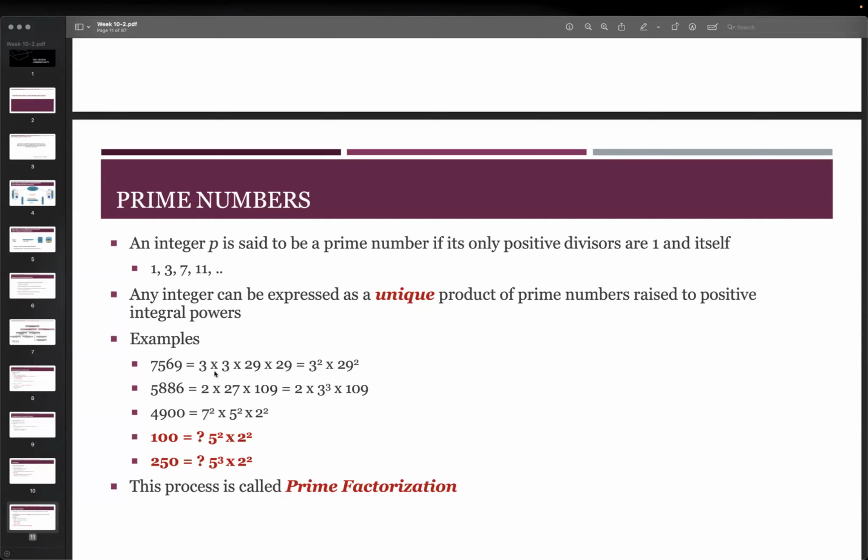We can do it in this way. I see, like 3 times 3 times 29 times 29 will be 3 to the power 2 times 29 to the power 2. Or like 2 times 27 times 109. Also we can change it. Okay, and this whole process we call prime factorization.